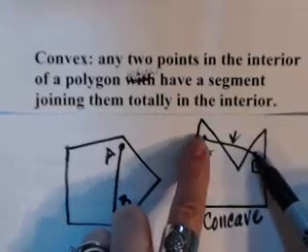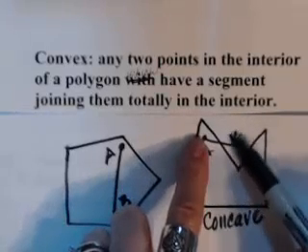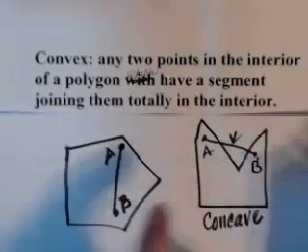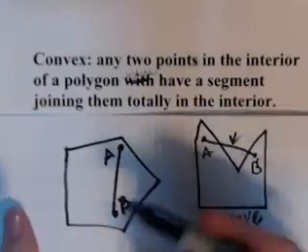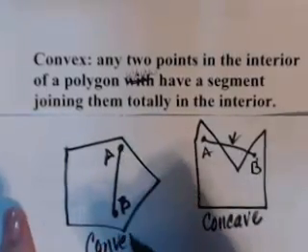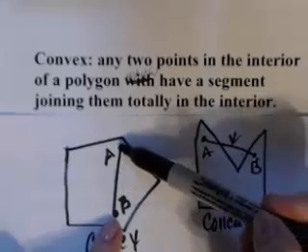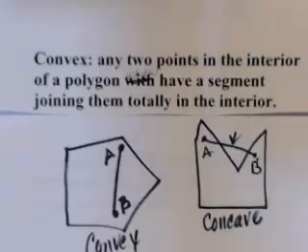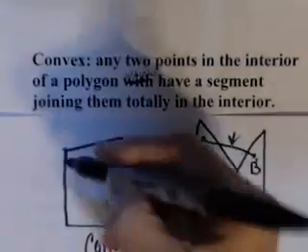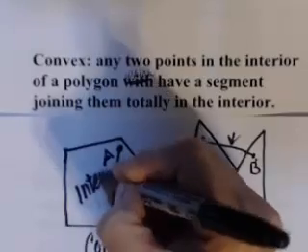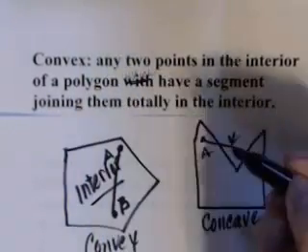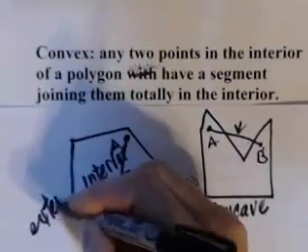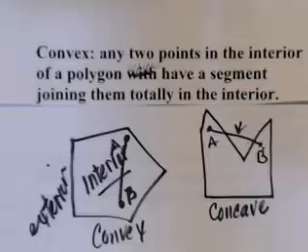because I have 2 points where a portion of the segment is in the exterior of the polygon, and I have convex where no matter where I position 2 points, the segment will always be in the interior. So this is considered the interior of the polygon, and this is considered the exterior of the polygon.